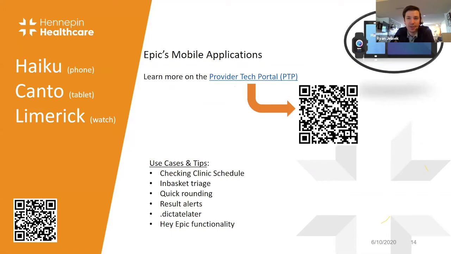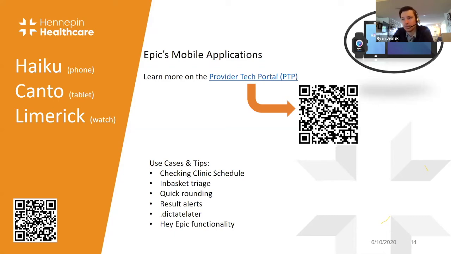This is more here just to let you know that they're here. Epic has a bunch of different mobile applications. So Haiku is on the phone, Canto is on the tablet, and then Limerick is like an Apple Watch app. They're great. I think we are in the early stages of rolling these out, and there's a few things that they're really useful for, and I listed some of those here below.